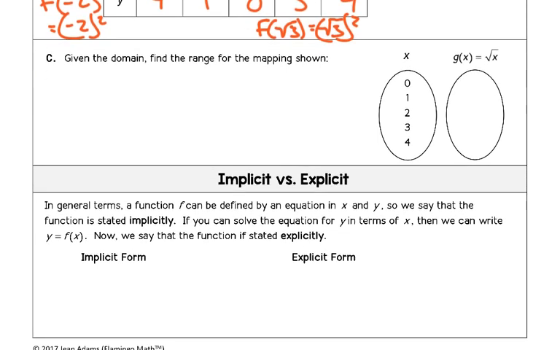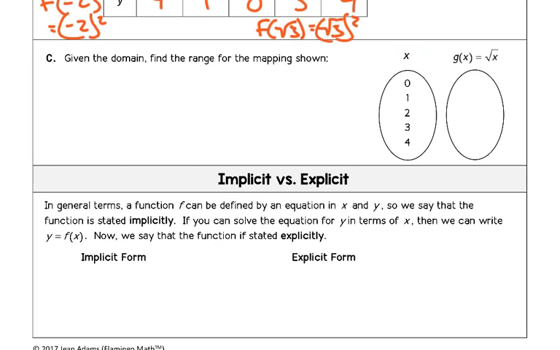All right, now for part C, given the domain, we want to find the range for the mapping. That's basically exactly what we just did, except now our function is going to be the square root of x instead of x squared. And notice how we have g of x instead of f of x. It does not matter. They could have put an f of x here instead of a g of x, and it would be the same exact problem. We're just using a different name for this function.